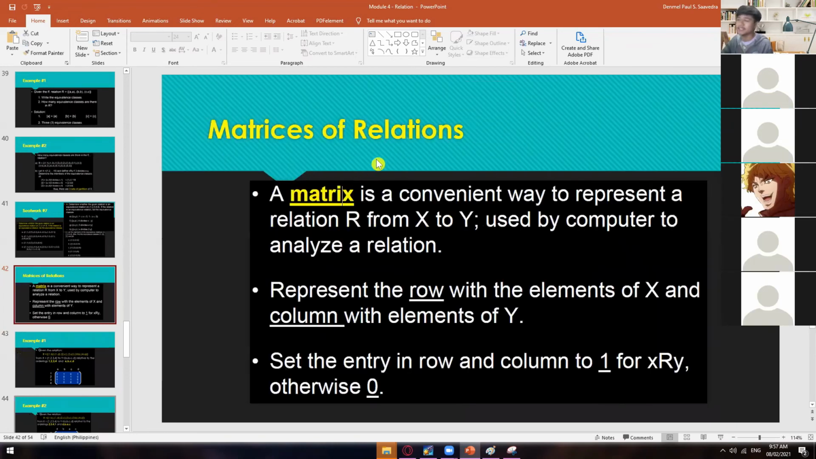All right, so let's now move on to the next one, matrices. This is already the last topic for this module. So matrices of relations. A matrix is a convenient way to represent a relation R from X to Y, used by computers to analyze a relation. So we have here the rows for the X and the columns for the Y. If the entry for that X and Y are in relation with each other, or X is related to Y, then just put there 1. If they are not related with each other, then just put there 0.